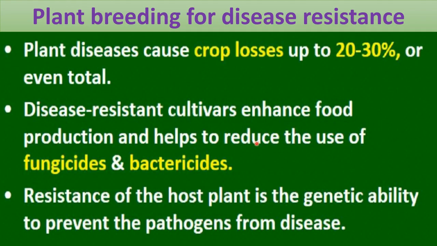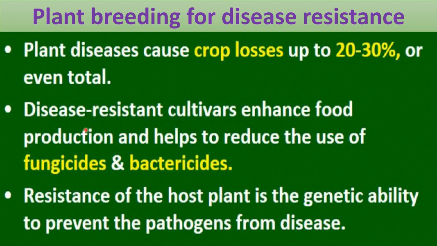Now the next topic is plant breeding for disease resistance. Plant diseases cause crop losses up to 20 to 30% or even total, right? There are different plant diseases, different pathogens can attack the plant, different bacteria, viruses, fungi can attack the plant, and these will be responsible for the crop loss. Okay, so yield will decrease. So there is a need to produce new varieties of plants which are disease resistant.